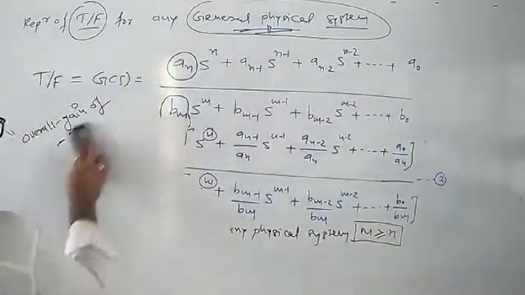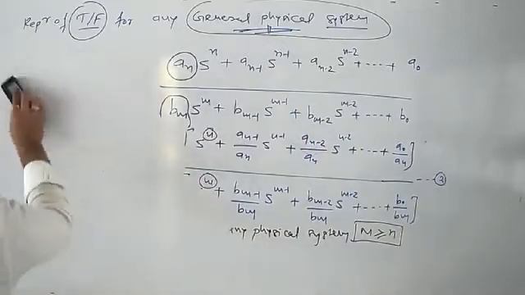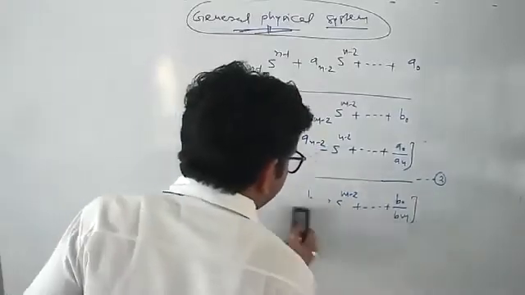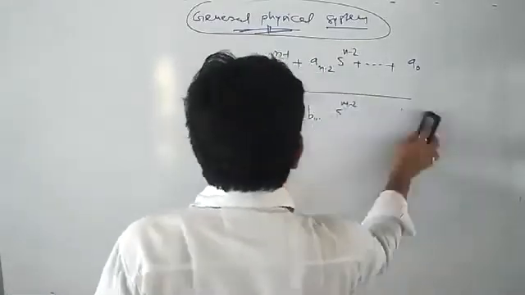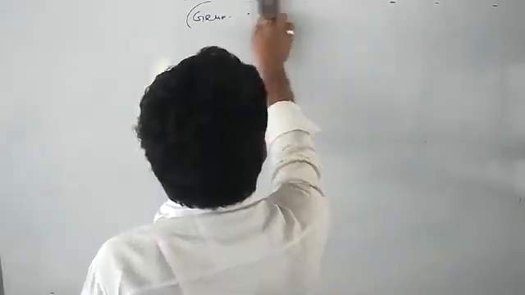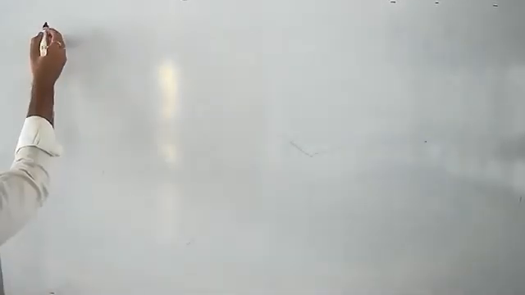Now let us try to write the properties of the transfer function. What will be the properties of the transfer function? There are some 4 to 5 properties which you have to remember as far as the domain of transfer functions is concerned. So let us discuss those properties one by one.